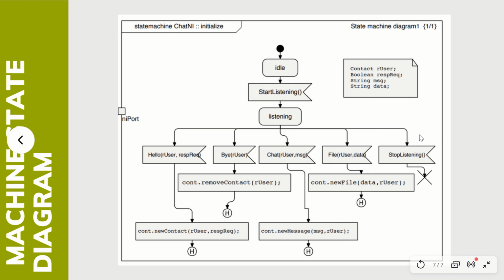Finally, for this video, I just want to mention for the machine state diagram that here, when the system is listening, a state is a file, can be a file, and will execute this function that we saw in the previous slide. So this is all for my side.